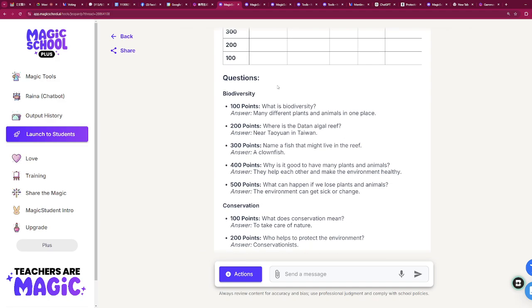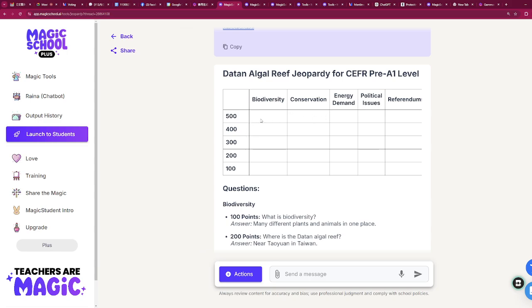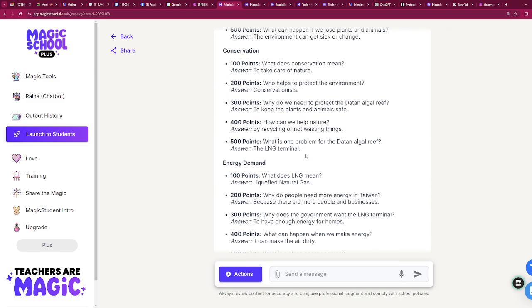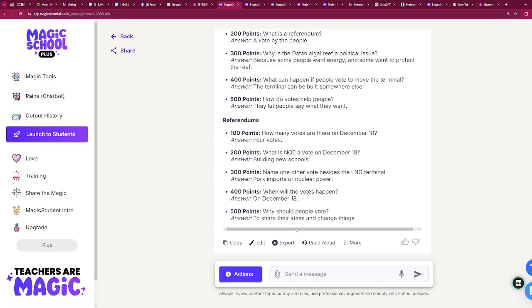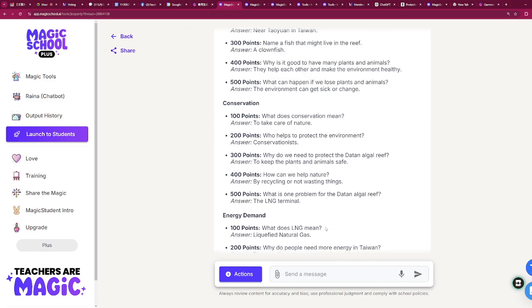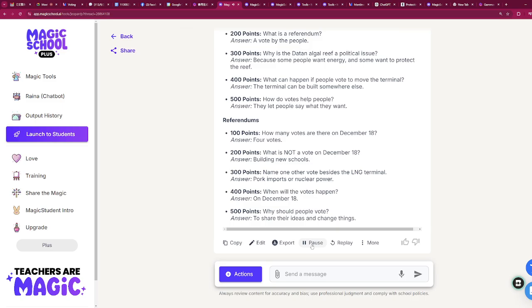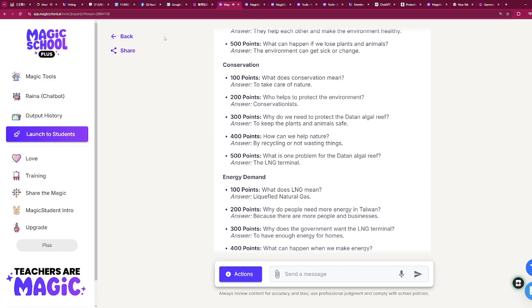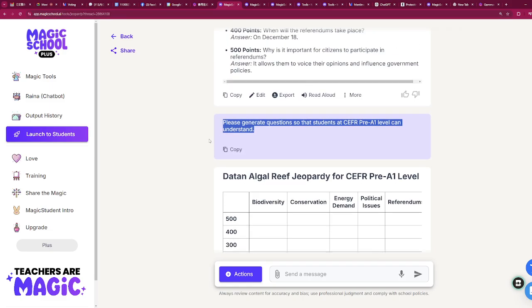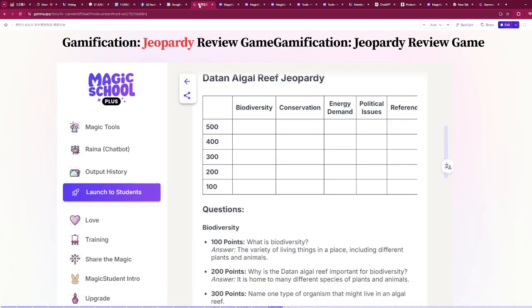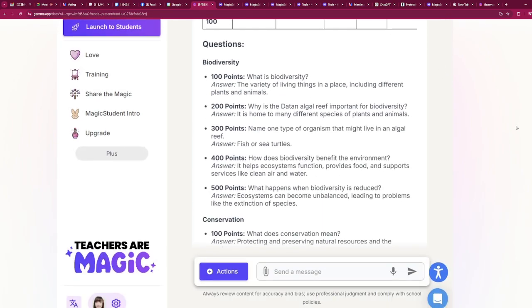So you could see that if you need to come up with all these questions on your own, it'll take you, say, one afternoon, a couple of hours. But with this, you could generate it instantaneously, and you could also have it read aloud. Datan Algal Reef Jeopardy for CEFR pre-A1 level. So this is wonderful. If you would like to use Jeopardy or gamification in your class, definitely explore the Jeopardy review game on MagicSchool.ai.